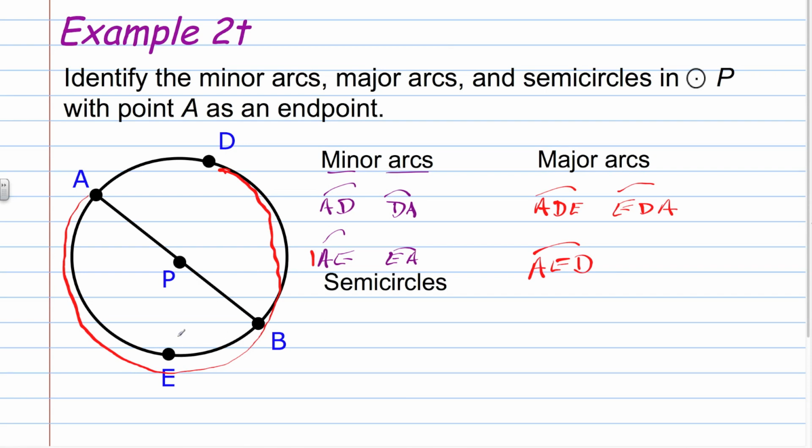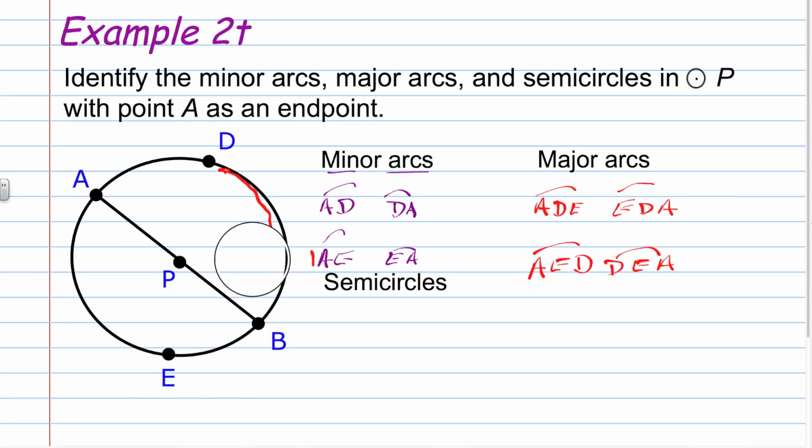Here I use E as my middle point, not B, but E. So here we could replace E with B. And switching the endpoints around, we could have arc D, E, A. So there's identifying the major and the minor arcs.